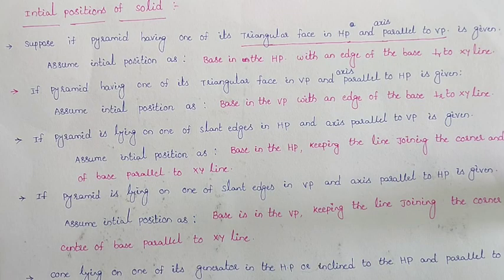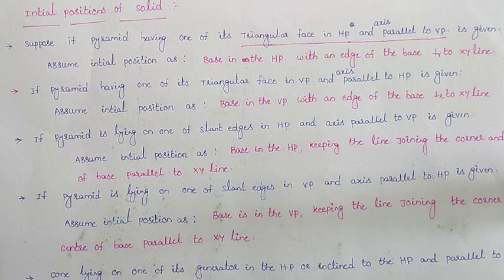If a triangle face is on the HP, or if the triangle face is on the VP is given in the problem, how will we assume the initial position whenever we draw the projections? Or if the slant edge is on the HP or the slant edge is on the VP, how are we assuming the initial position and how will we draw the shape of that view? So here I am representing one by one.